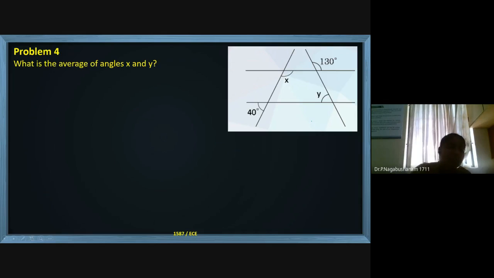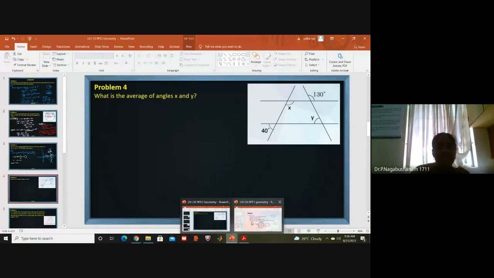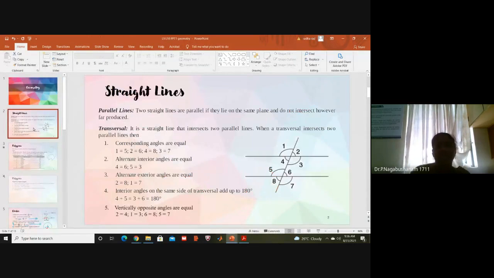Okay. So I have shown you, if two parallel lines are cut by a straight line, all the equivalent interior and exterior angles and their equivalency, all this we have discussed in this diagram. Two parallel lines, a straight line is cutting.